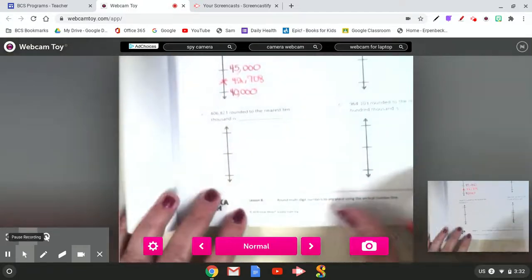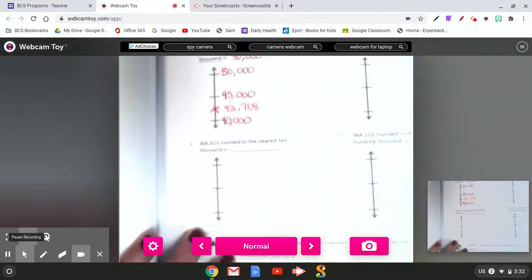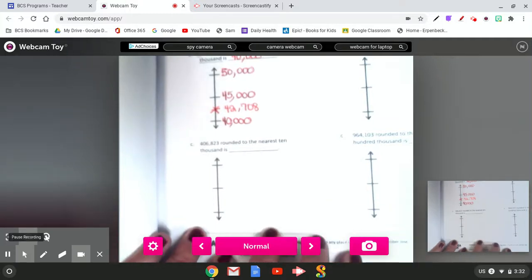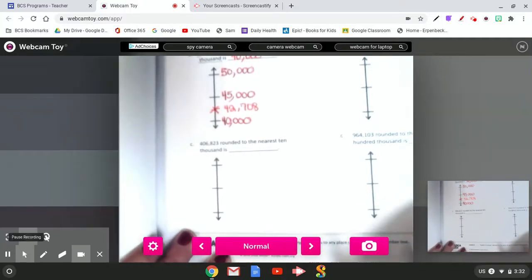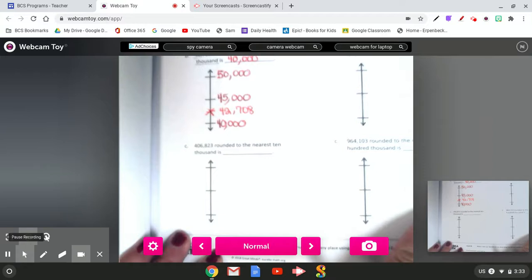I apologize, boys and girls. The camera is not picking up as well as I hoped it to. I think, there we go. It's a much clearer picture. We know that technology is not perfect, so we're doing the best we can.